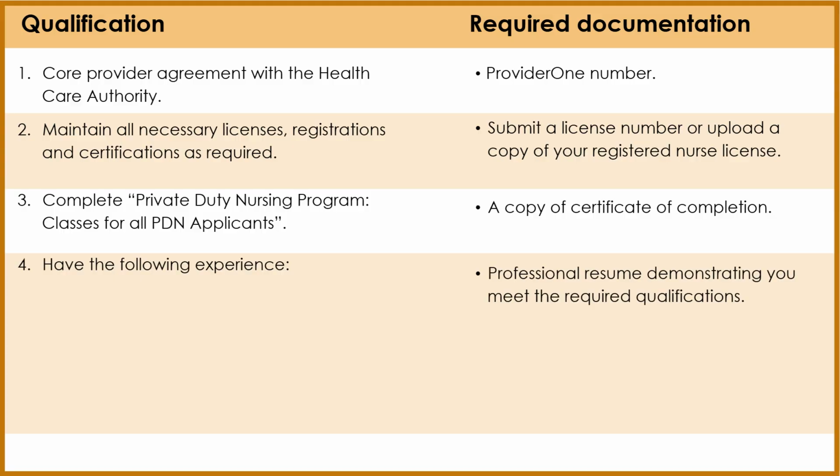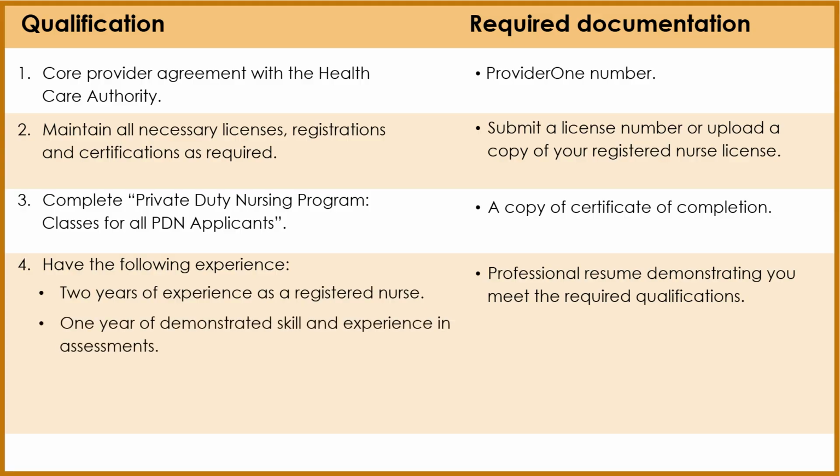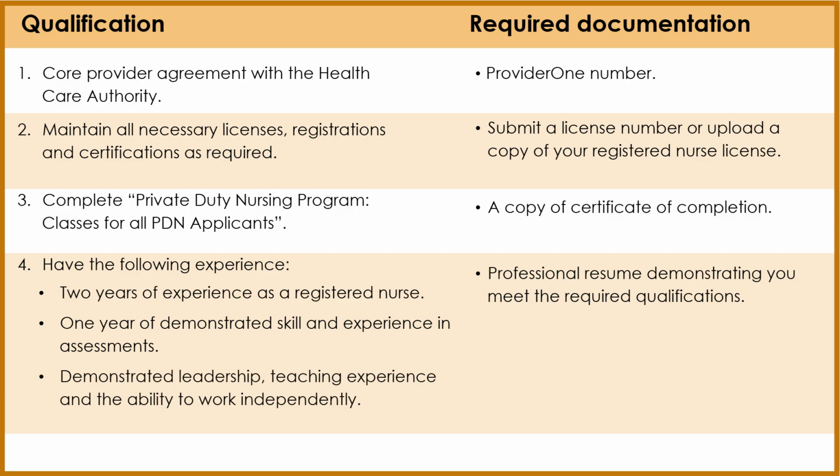4. Upload a professional resume demonstrating that you have the following experience: 2 years experience as a registered nurse, 1 year of demonstrated skill and experience in assessments, documentation of assessments, and nursing care plans, demonstrated leadership, teaching experience, and the ability to work independently. 5. A written disaster plan. See exact details for what must be included in the application details document. Please note the disaster plan will not be required for the application, but must be provided to all WA Cares beneficiaries.